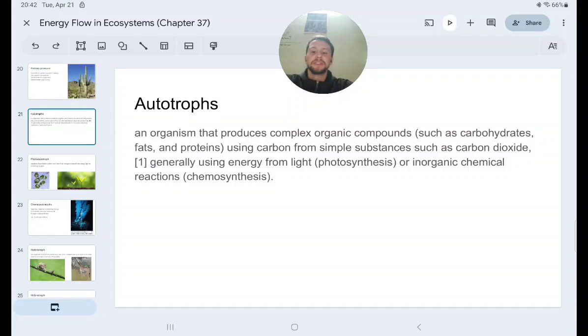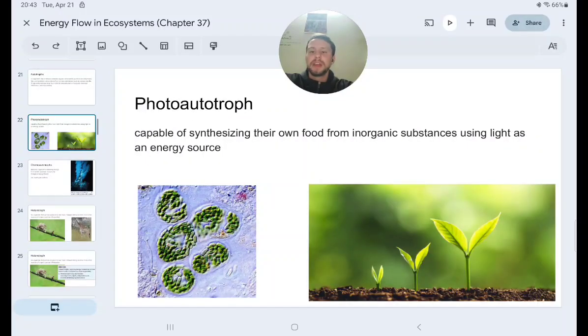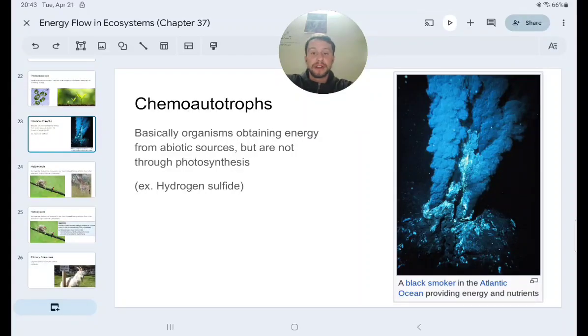Another term is autotrophs, an organism that produces complex organic molecules using carbon from simple substances, such as carbon dioxide, usually from photosynthesis or inorganic chemical reactions like chemosynthesis. Autotrophs are primary producers, so these are close to synonyms, at least. A photoautotroph is capable of synthesizing its own food using light energy, so basically, autotrophs that use photosynthesis. Chemoautotrophs are the ones that don't use photosynthesis.